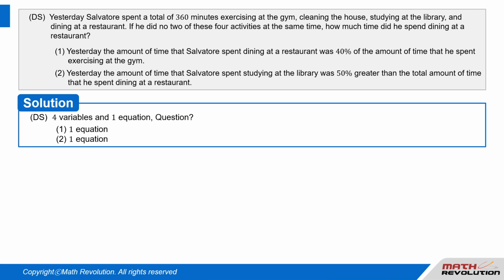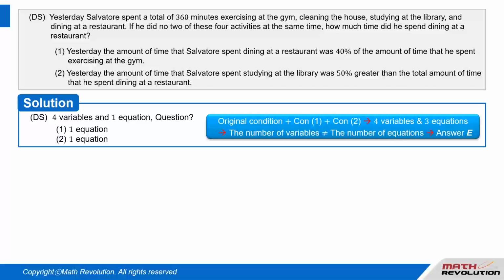Let's look at a DS question with 4 variables and 1 equation in the original condition. Now, 4 variables and 1 equation would generally require 3 more equations for us to be able to solve for the variables. We know that each condition would usually give us an equation, resulting in a total of 3 equations, 1 each from condition 1 and condition 2, and 1 from the original condition. However, since we need 3 more equations to match the numbers of variables and equations in the original condition, the unequal number of equations and variables should logically give us an answer E.